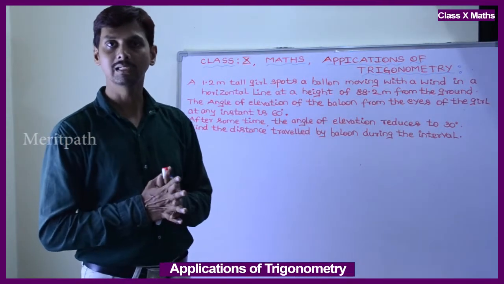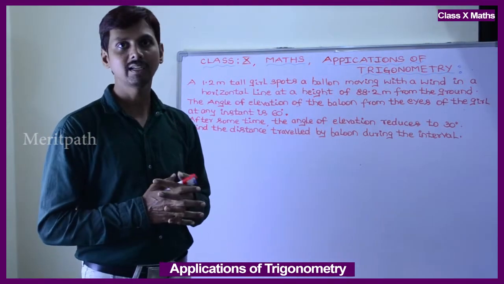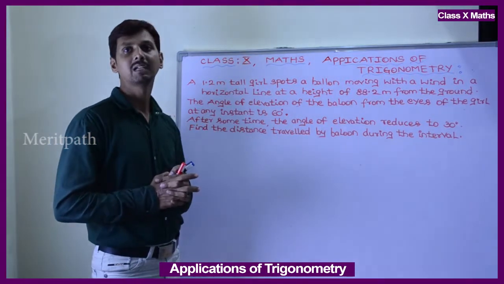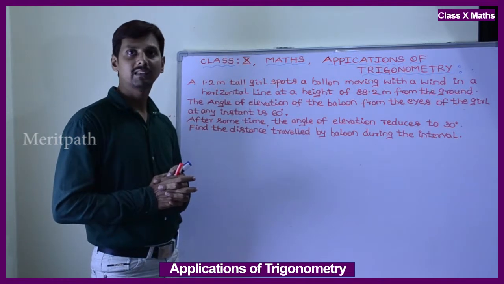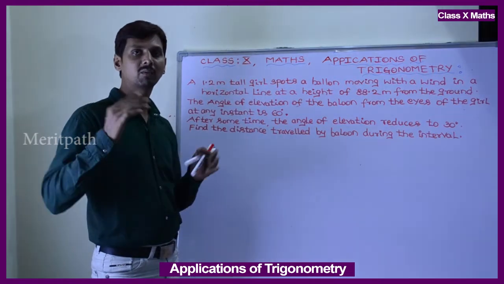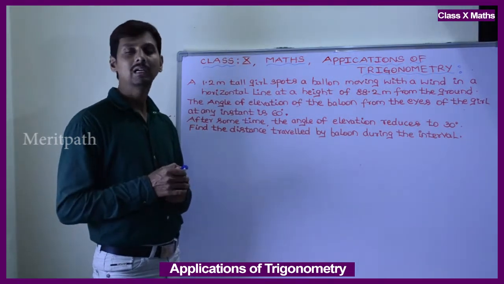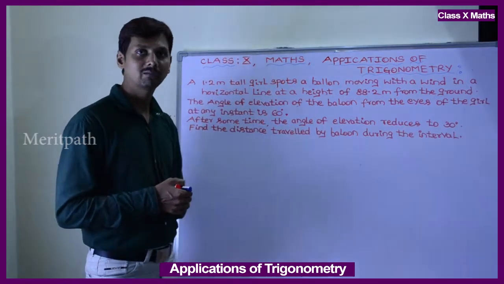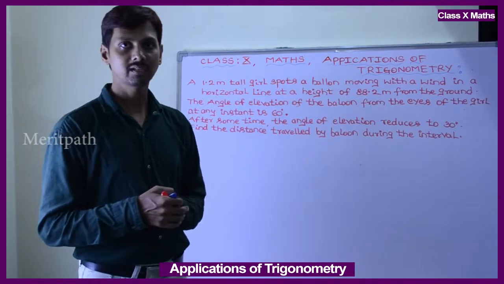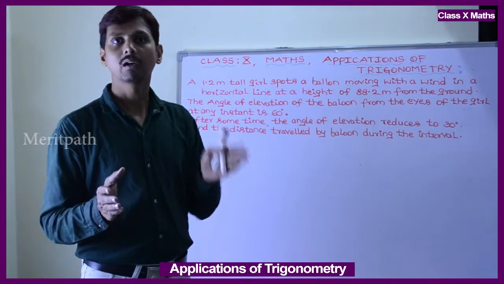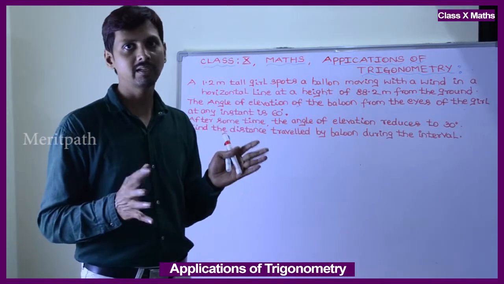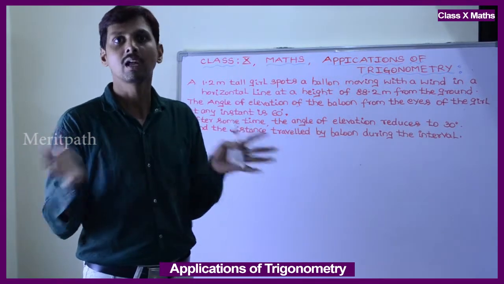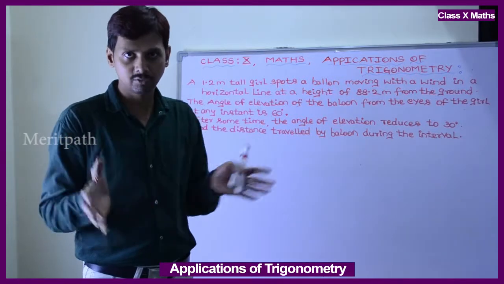So with the girl, instantly it is making a 60 degrees angle, and after some time the balloon moves some distance, and the girl observes the balloon making a 30 degrees angle. Then we need to find out the distance between these two positions, when it is making 60 degrees and then 30 degrees.